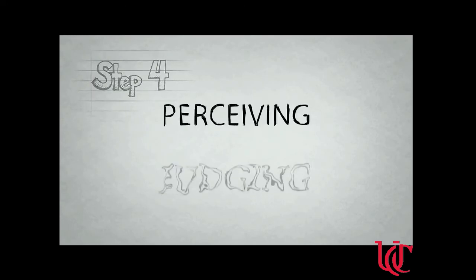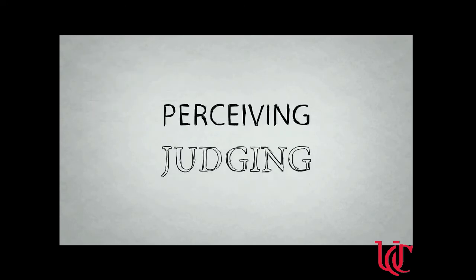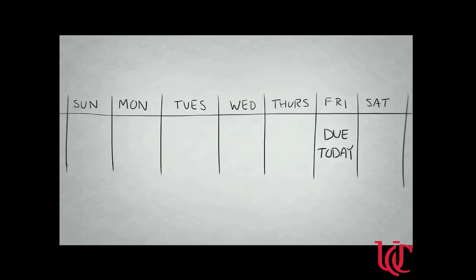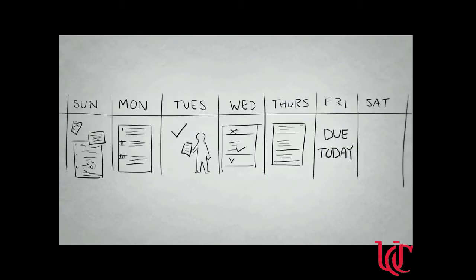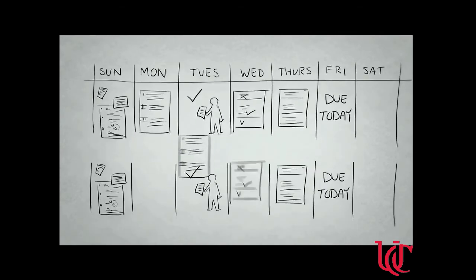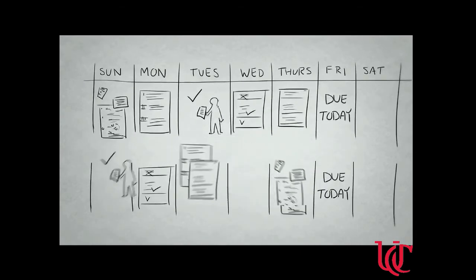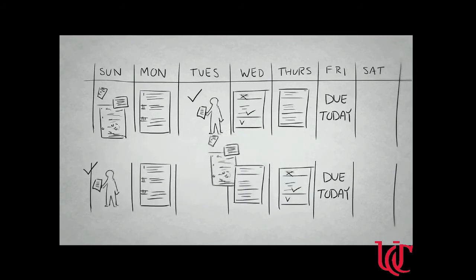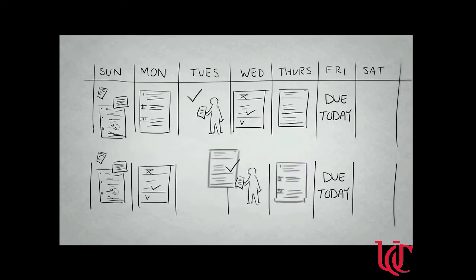Step 4. Are you perceiving or judging? An easy way to look at this one is to ask yourself, how do you respond to deadlines? If you plan your work out far in advance and manage to get everything done on time, you're probably judging. On the other hand, if you see deadlines as more of a suggestion than a hard and fast rule, and you're constantly changing your work up until the very last second, you're a perceiver.